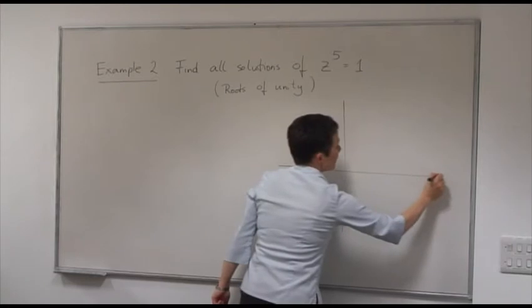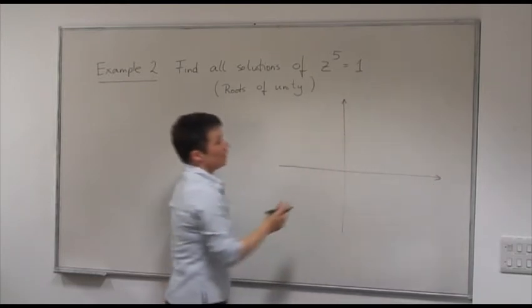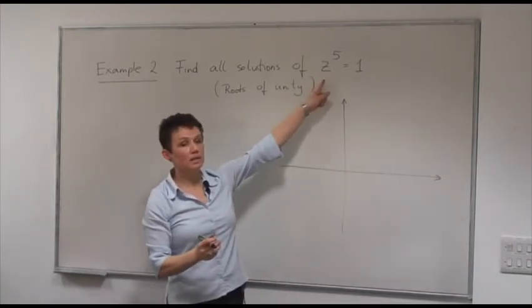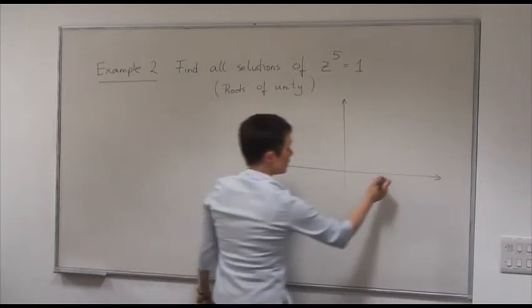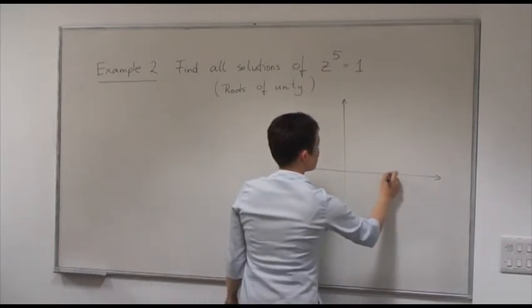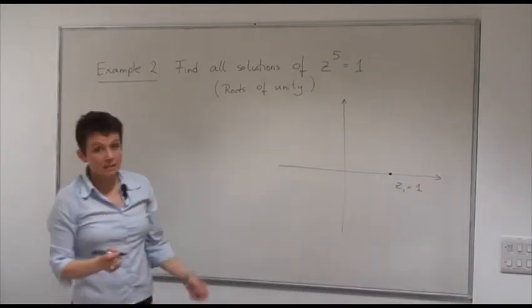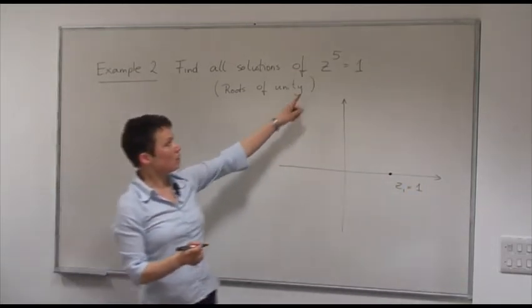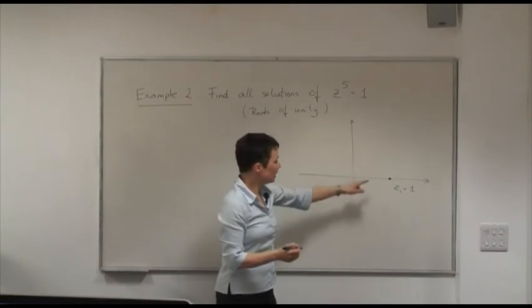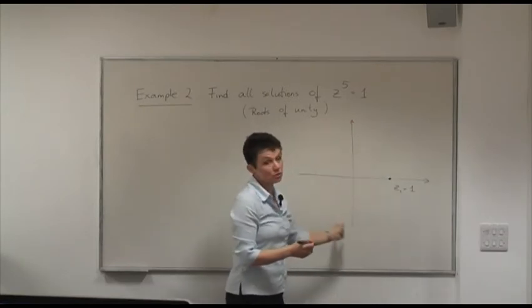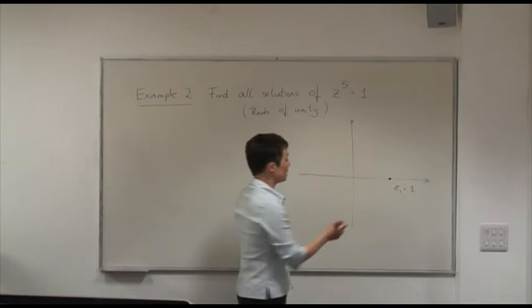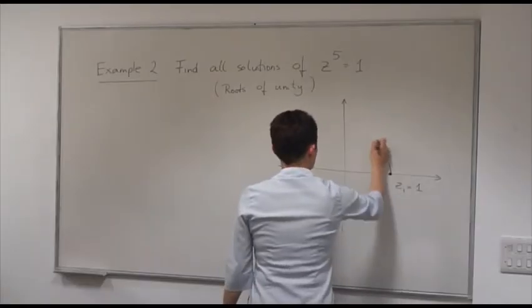I'll draw the complex plane, and we can see right away that the number 1 is actually a solution to this equation. So I record this as my first solution, z1 equals 1. The next thing to notice is that all the solutions to this equation lie on the unit circle. In other words, the circle with radius 1. I'll draw it.